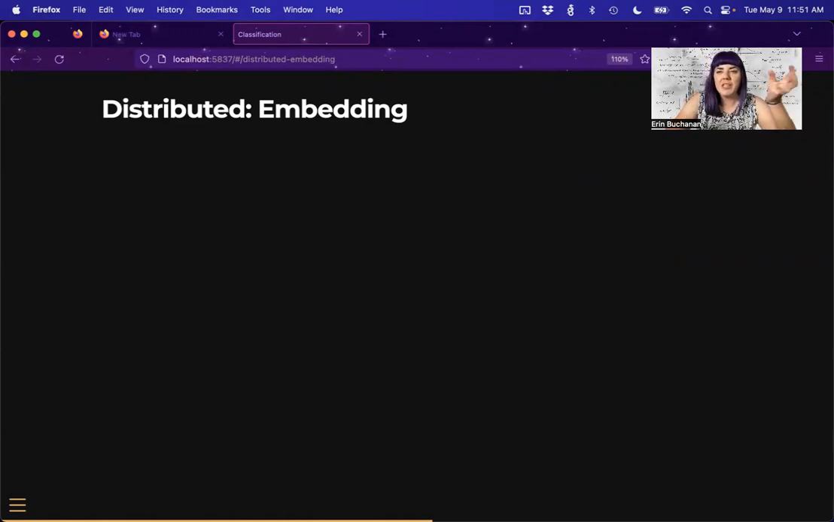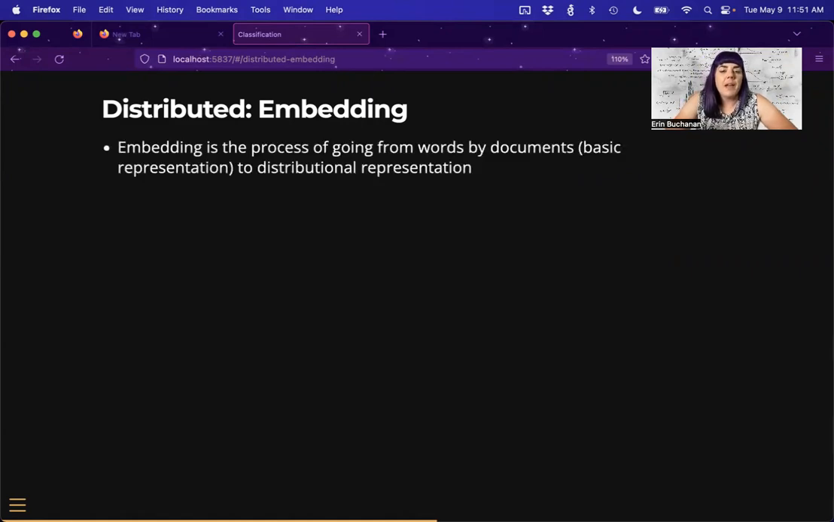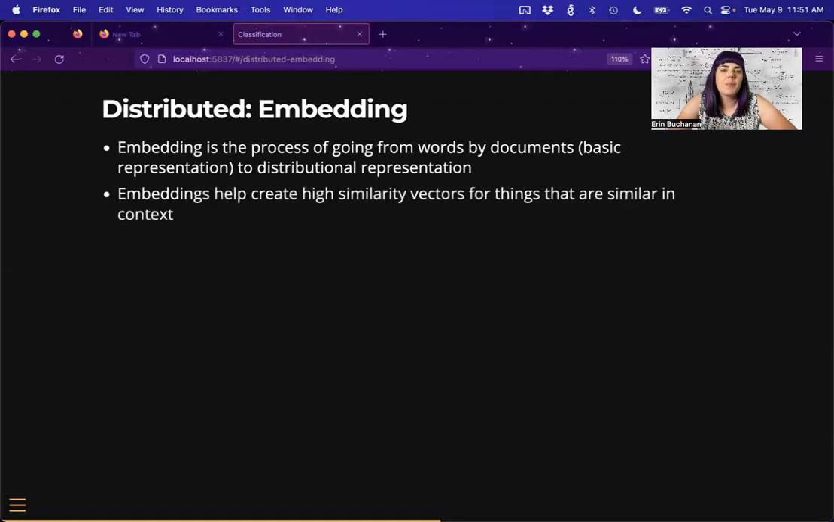It's helpful to see how the growth of this field, the order in which we have done this, really represents the mindset shift that has happened across time to get to where we're at now. Embedding is the process of taking these words-by-document basic representational systems and converting them into a distributional representation system. What that does is help create high similarity vectors for things that are similar in context. Just like factor analysis, it helps compress and say, these are the most related things, these are the next most related things, or like a cluster analysis, grouping things together.